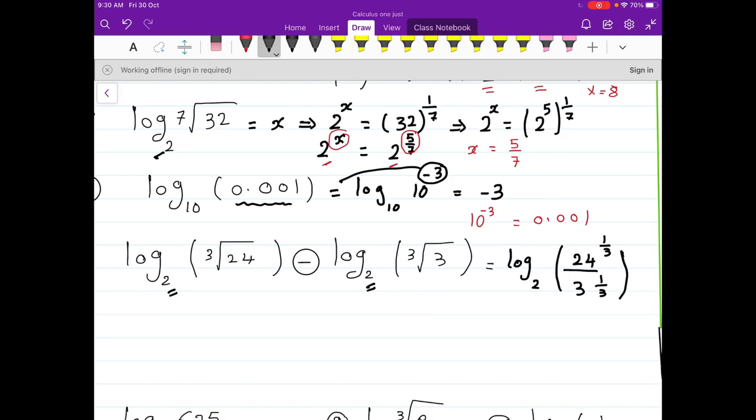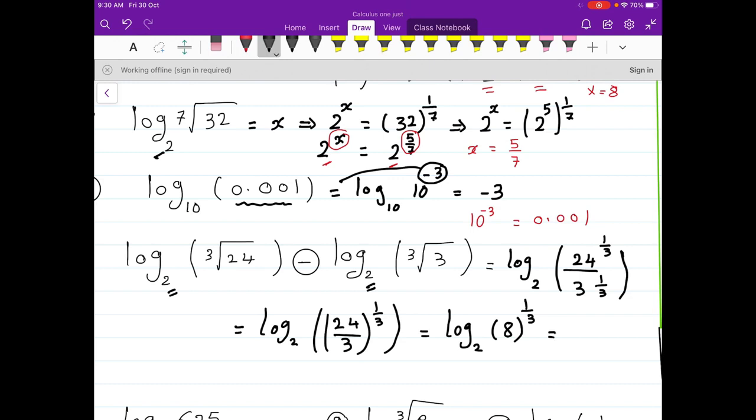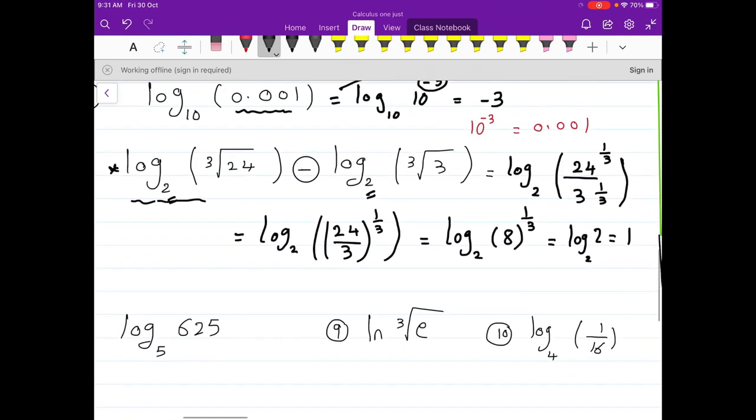This is equivalent to, we can write this term in the form log base 2 of (24 over 3) all to the power 1 over 3. This is equivalent to log base 2 of 8 to the power 1 over 3. The cubic root of 8 is 2, so this is equivalent to log base 2 of 2, which is equal to 1. So we simplified this term; this term is equivalent to 1.